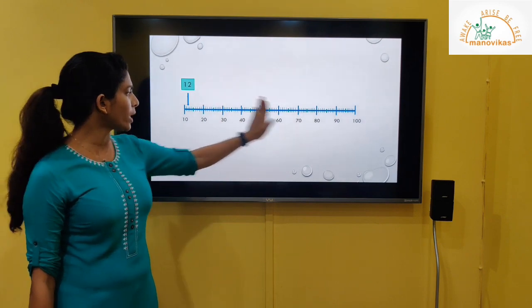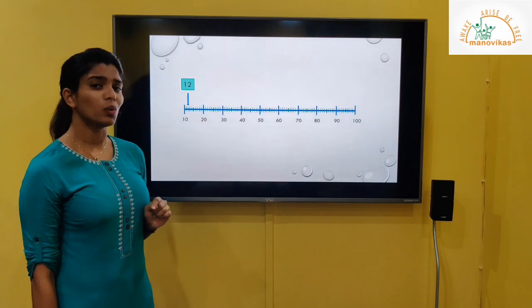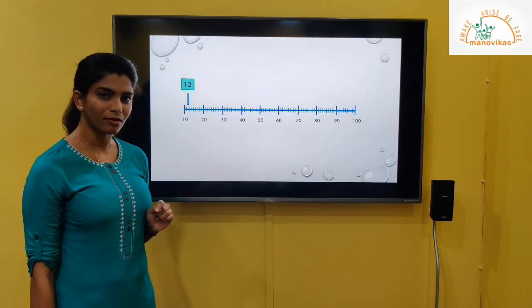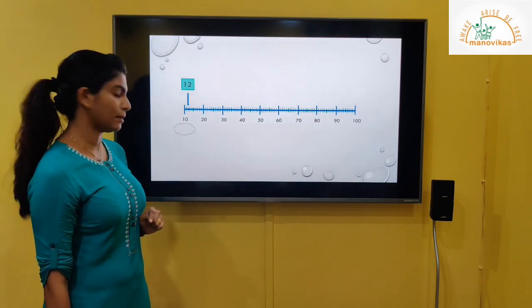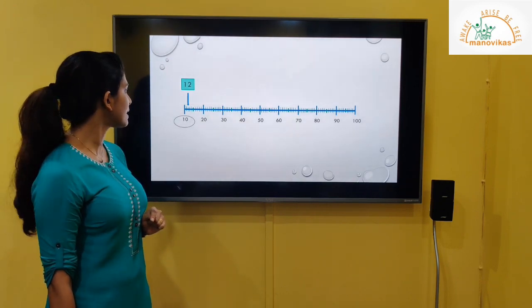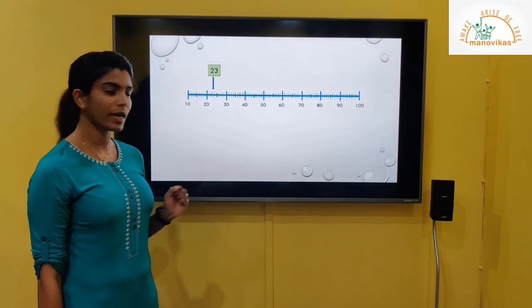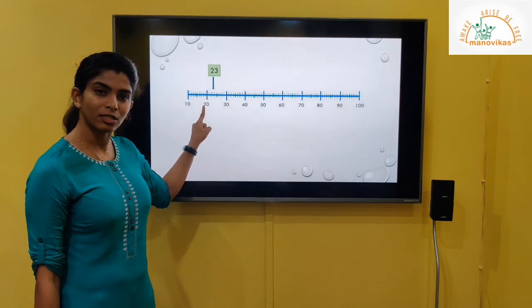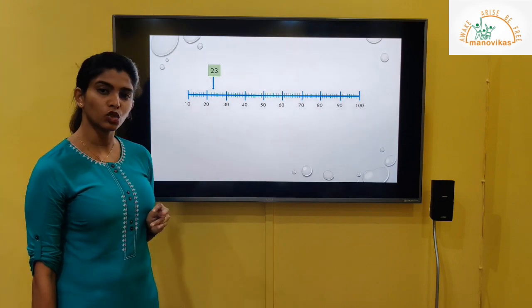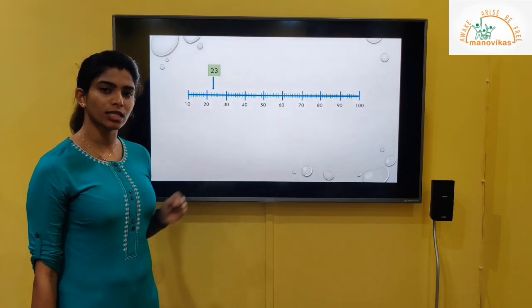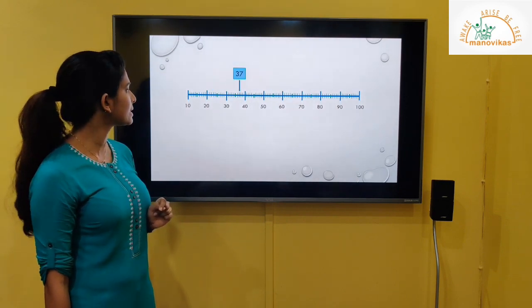Can you tell me, don't look at this, just look at these numbers 10 and 20. Can you tell me which is the nearest 10 to 12? Is it 10 or 20? Good, it is 10. Let's see another example. 23. I have marked 23 here. There are two possible tens, 20 and 30. Look at this and tell me which number is near to 23. Is it 20 or 30? Good, it is 20.